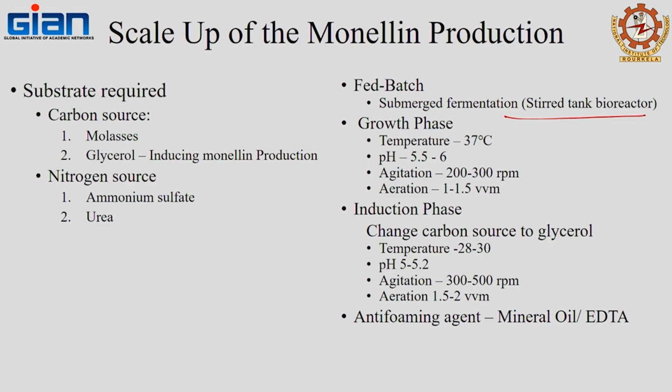And for the growth phase, the temperature should be 37 and pH should be in the range of 5.5 to 6, and the agitation in the range of 200 to 300 rpm, as well as the aeration almost 1 to 1.5 ppm. And during the induction phase, for the expression of the gene, we have to change the temperature as well as the pH and agitation as mentioned here.